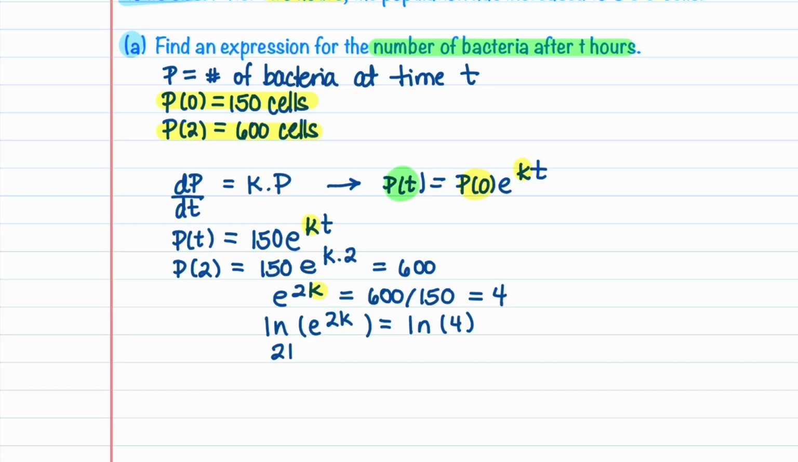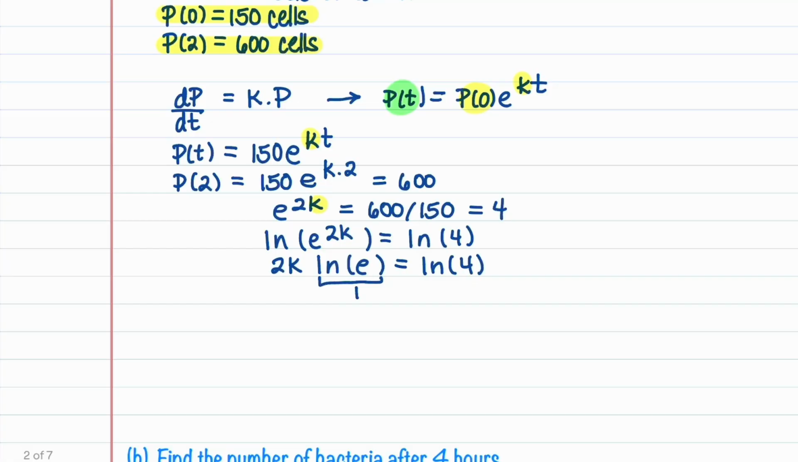We can pull the 2k out in front. That's just a property of logarithms. And then on the right, we still have natural log of 4. Natural log of e is 1. So we have 2k is natural log of 4. And then we can solve for k, and we have that k is 1/2 natural log 4. Now what we're going to do is plug this expression back in for k.